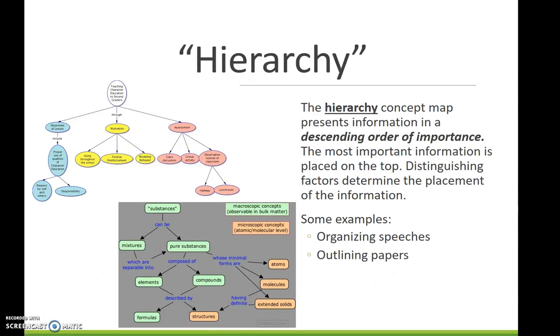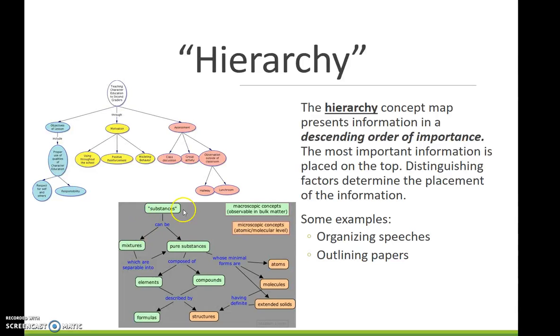We also looked at a hierarchy map, and that is a map where the order does matter. So if we look at, for example, this example right here, this is a chemistry map. So the big idea is substances. Substances can be broken out into the smaller things that are mixtures and pure substances. Pure substances can be broken out into elements and compounds, which can be described by formulas and structures.